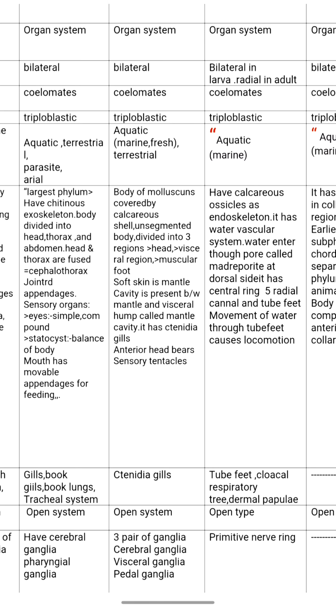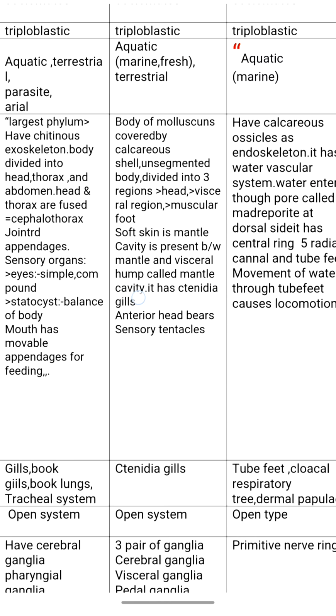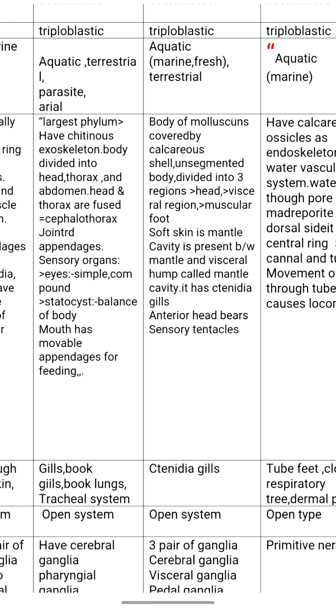The soft skin is called the mantle. The cavity present between your mantle and visceral hump is called the mantle cavity. That mantle cavity has ctenidia, the gills. Also remember the anterior head bears the sensory tentacles.